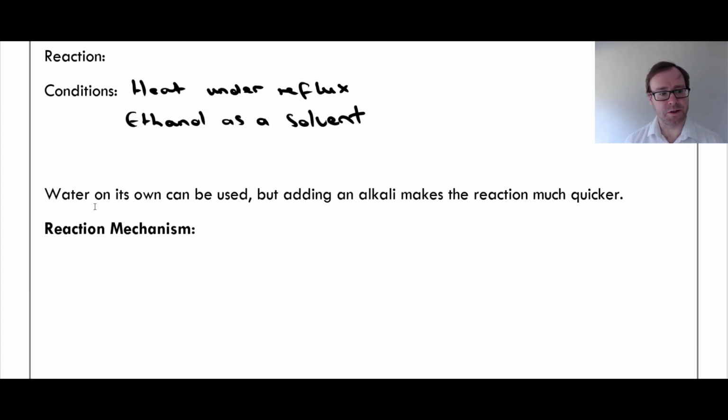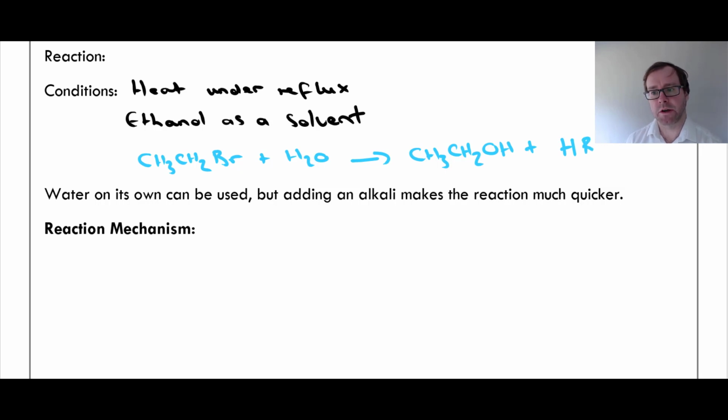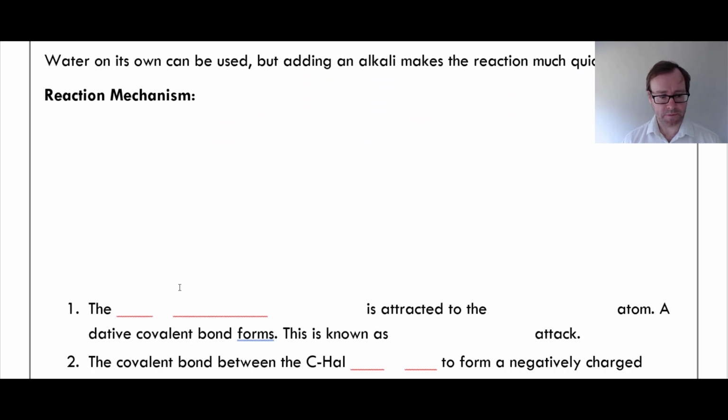You could just add water, and we'll do an example of that in a little bit. Water on its own can be used, but adding an alkali makes the reaction much quicker. So we'll just do an example using water. Let's do it with Br this time, plus H2O would form, again, my alcohol. But I'm only using the OH here, so I have one hydrogen left, so I'd form HBr.